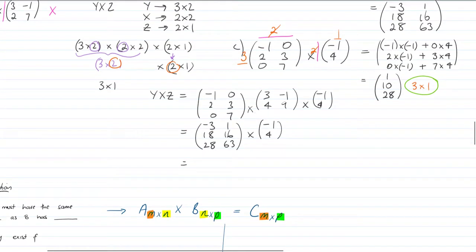And I'm going to do it really quickly, and I'm sorry to rush, but my computer's running out of battery. So -3 times -1 is 3. 1 times 4, that makes 7. 18 times -1, -18. And then 16 times 4 is 64. So it's 46, I believe. Correct me if I'm wrong. 28. And then 4 times 63 is 252. Minus 28 is 224. So there is the value of yxz, and I got that by doing y times x.